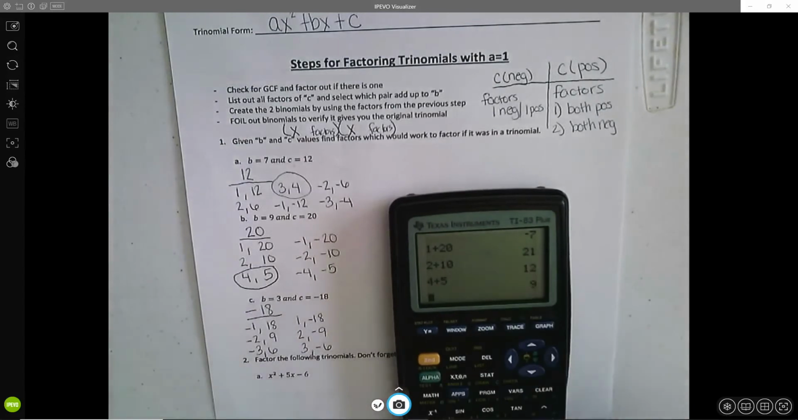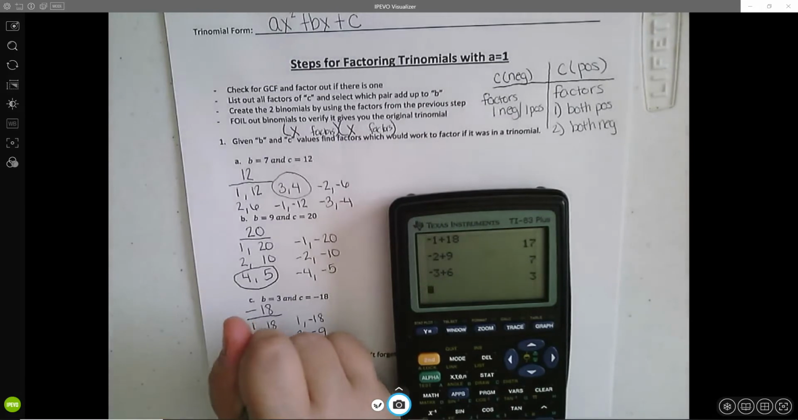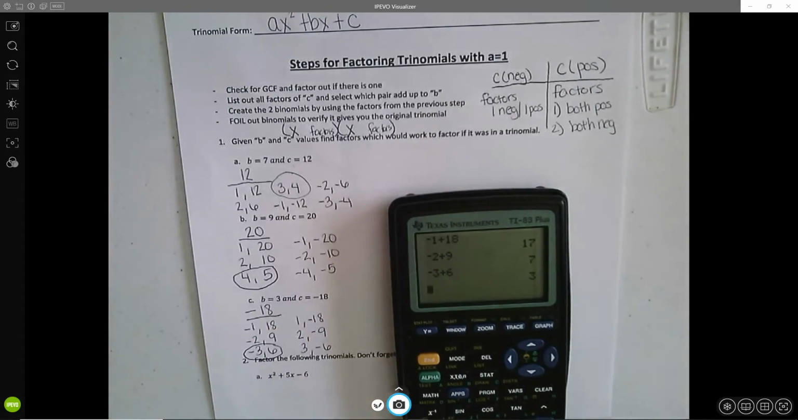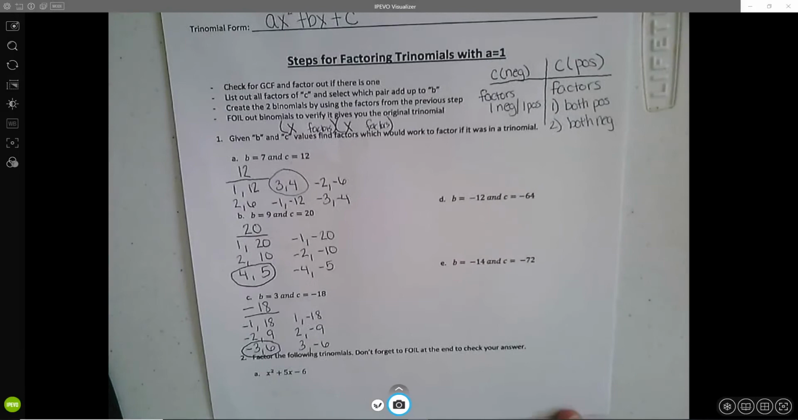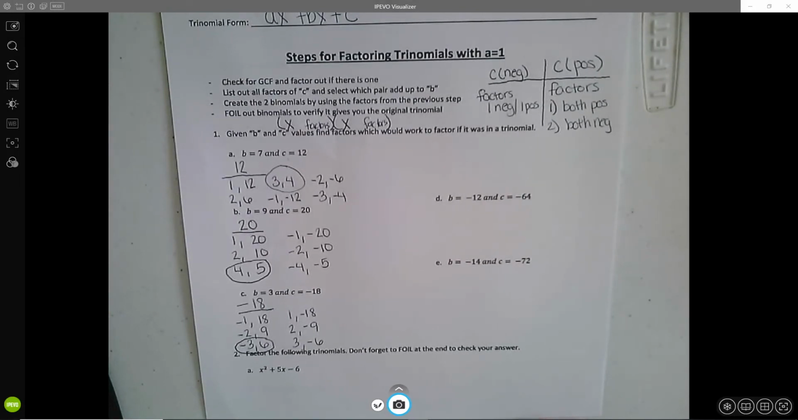Now we're going to do the same thing we did in A and B. Negative 1 plus a positive 18 is 17. I'm looking for which one gives me a 3. Negative 2 plus a 9 is 7. Negative 3 plus a 6 is a positive 3. This is the only one that will work. I'm going to tell you, the more you deal with these factors, a lot of times you won't always have to write these out. Okay, but they take practice at first to remember the rule up here and know the numbers.